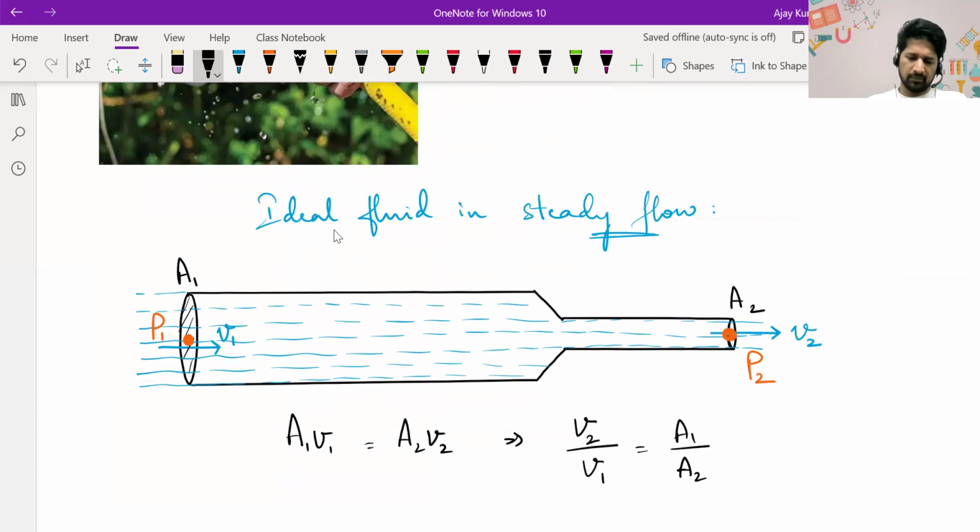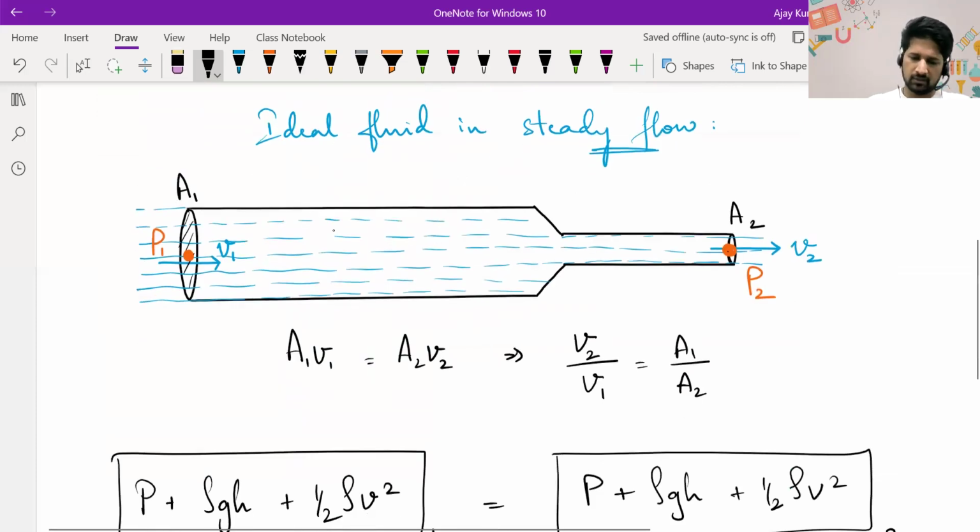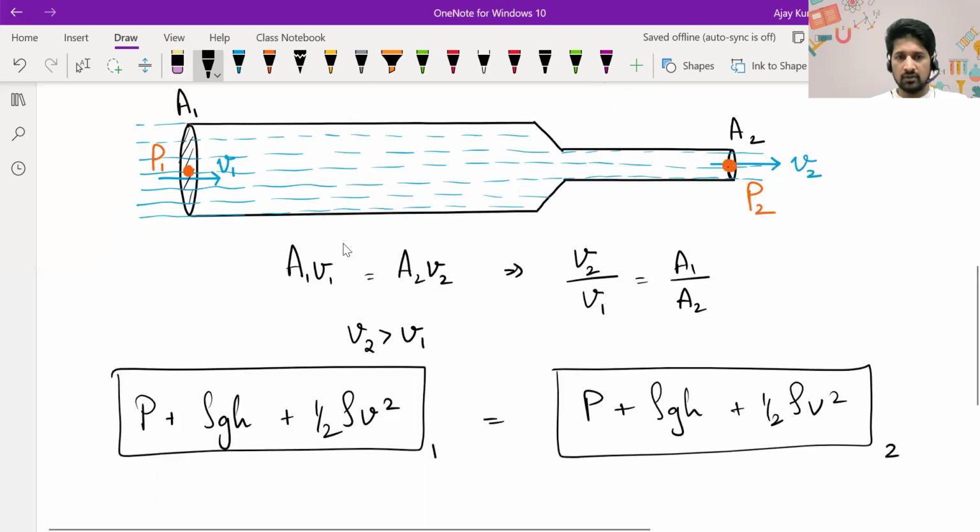In a horizontal pipe, the first point and the last point are both at the same height from the reference level, from the ground. Keep that fact in mind. And you know V2 is more than V1, because where the area decreases, speed increases. So V2 is greater than V1 and you know it. So using these facts, find out whether P1 is greater or P2 is greater.